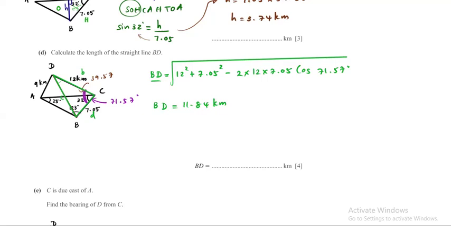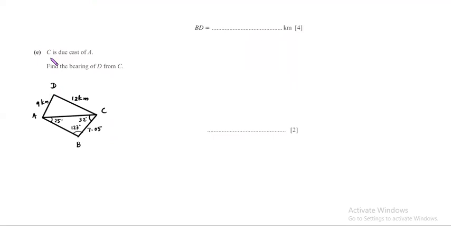Let's move on to the next part of the question. C is due east of A. So I have put that diagram here. So this is C, that is due east of A. So this is the east for A. Find the bearing of D from C. So this is where C is. We need to find the bearing of D from C.